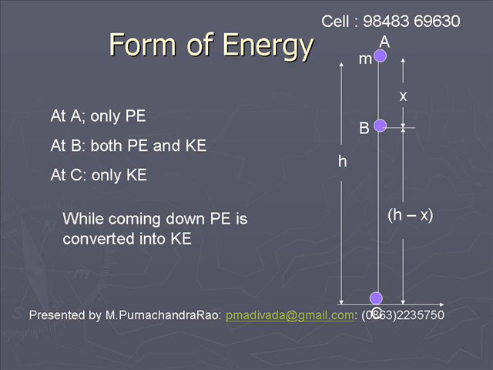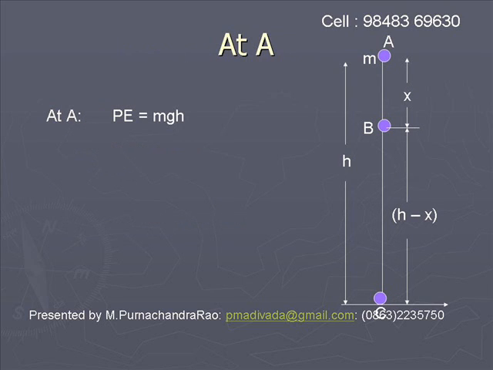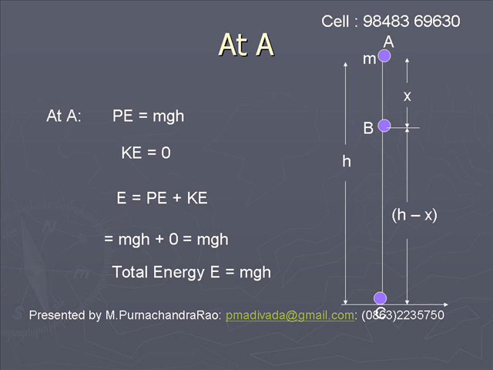At A, potential energy is mgh. Kinetic energy is 0 because it is just dropped, its velocity is 0, hence kinetic energy is 0. The total energy is capital E, that is equal to Pe plus Ke, the total mechanical energy. Total mechanical energy E is equal to Pe plus Ke, that is equal to mgh plus 0, that is equal to mgh. Hence, the total energy at A is equal to mgh.